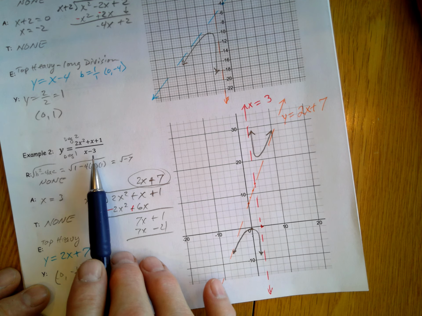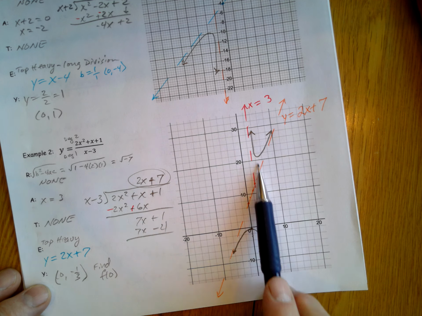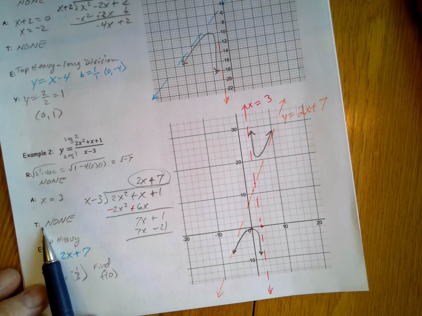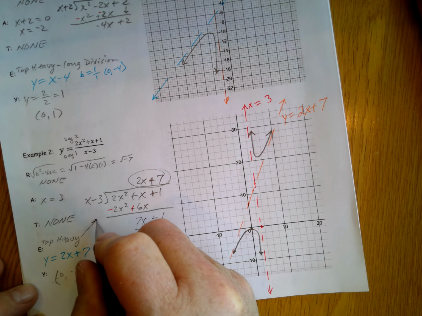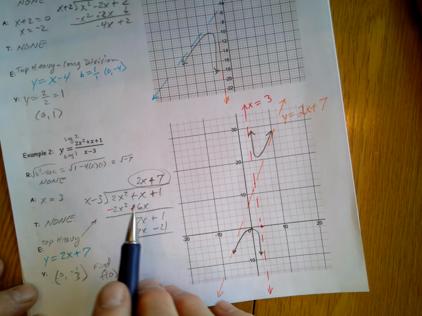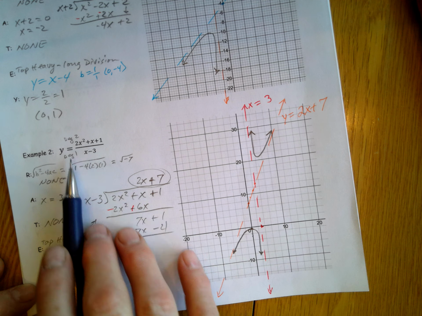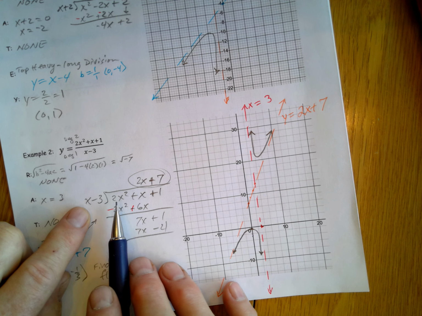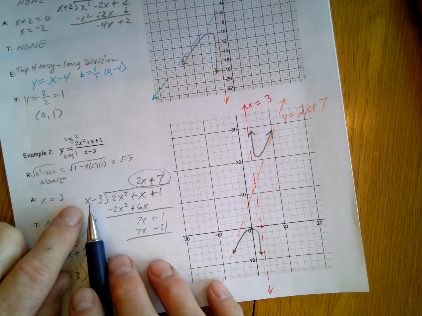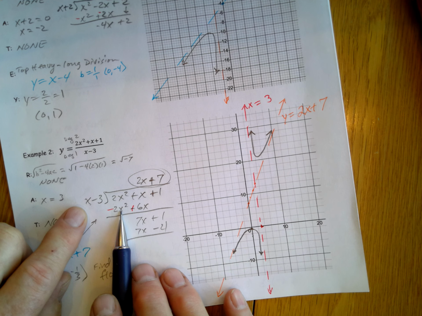So I take the bottom, I get x equal 3. That's this red line. There are no special squared terms. It's top heavy, so then, because it's top heavy, I'm going to do long division. I'm going to divide the denominator into the numerator. And the way I do this is I just say to myself, x times what gives me 2x squared? X times 2x gives me 2x squared.